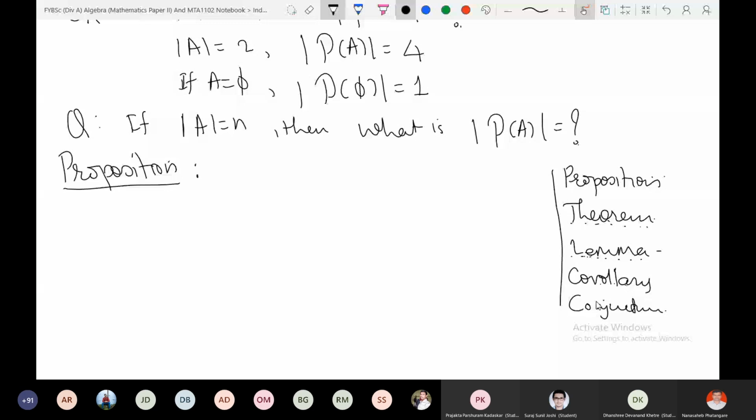A conjecture is a result or statement. It is not a theorem because its proof is not known. The proof is not known, but people believe that it is supposed to be true because nobody has proved that it is false. That means there is no evidence that some statement or result is not true, and therefore people believe that it is true unless it is proved that it is not true. So such a statement is called a conjecture.